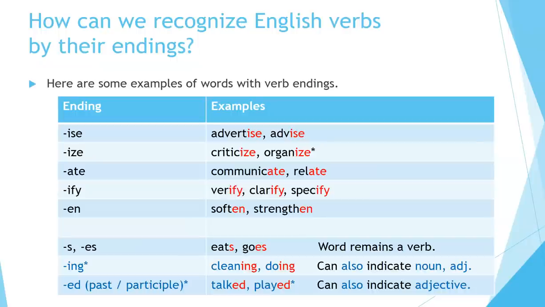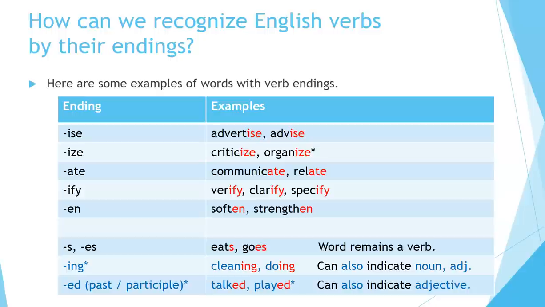How can we recognize English verbs by their endings? Here are some examples of words with verb endings. When you see the verb ending, you can sometimes know that it indicates a verb. I-S-E or I-Z-E: advertise, advise, criticize, organize. What's the difference between these two spellings? Generally, in British English, they use I-S-E endings, and for some of these verbs, in American English, we use the I-Z-E ending. A-T-E: communicate, relate. I-F-Y: verify, clarify, specify. E-N: soften, strengthen.